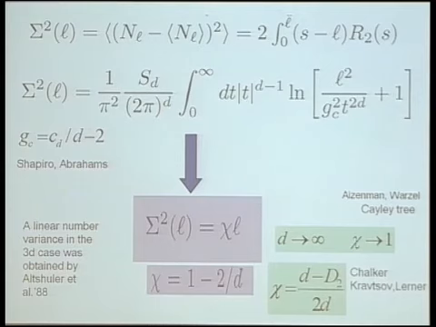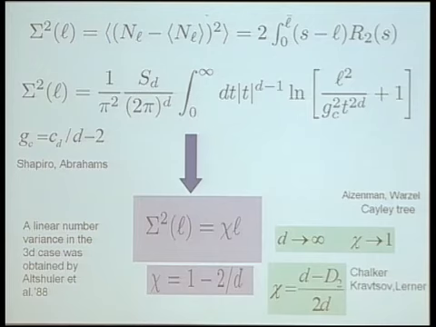Actually, Shapiro and Abrahams did it a long time ago. This is a one-loop calculation, so it should be valid only close to 2 dimensions. What is strange is that this formula is consistent in both limits. When d goes to 2, this goes to 0, which is reasonable. Also, when d goes to infinity, this predicts that you get Poisson statistics, so this is equal to 1.